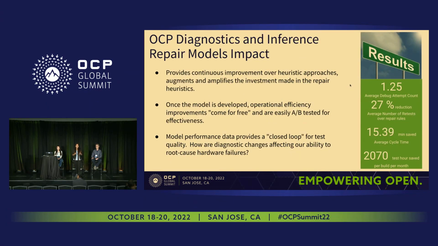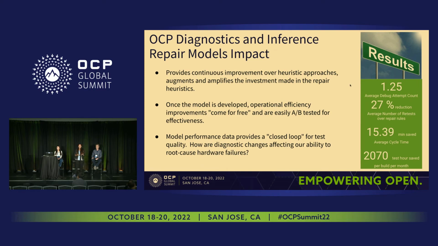Finally, coming to the OCP Diagnostics and Inference repair model impacts, there are three main aspects that we are looking at here. We are providing a lot of investment into the repair heuristics, and like Dan mentioned, there is several cost factors that are going into this, and we are continuously working on improving these models, and this is helping us bring together both the hardware SME inputs as well as the state-of-the-art data techniques that can bring together more refinement in terms of our hardware debug process.